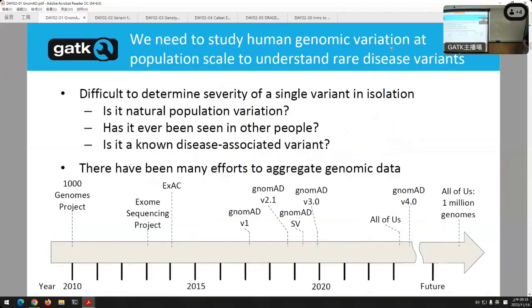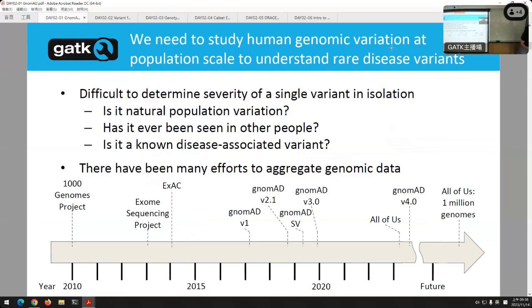So the key reason that we're interested in creating these large databases of variation is that if you look at a single genetic variant in a single individual, it's very hard to say, is it part of that natural background population variation that's common in everyone, or has it even been seen in anyone else in the world? And is this variant potentially disease causing? It's hard to know that if you are just looking at a single variant in isolation. But we can start to answer those questions if we look at the genomes of many humans at once.